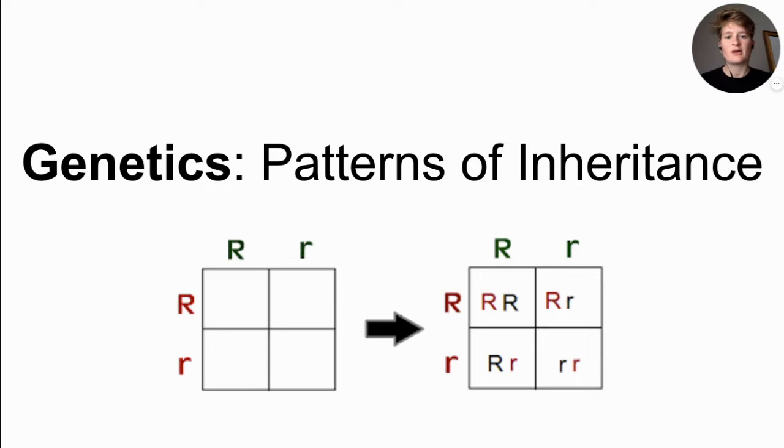Today we are talking about patterns of inheritance. To inherit means to receive or to get. So when we're talking about genetics, inheritance is the passing of traits from generation to generation.